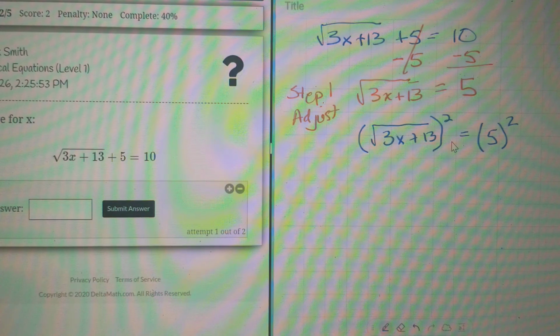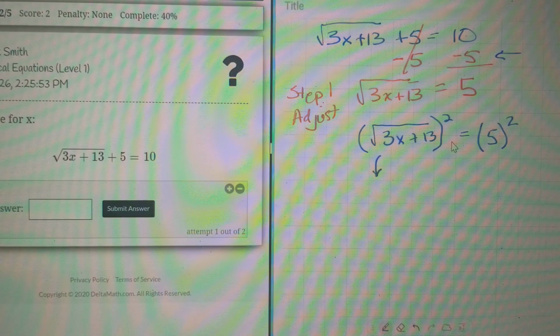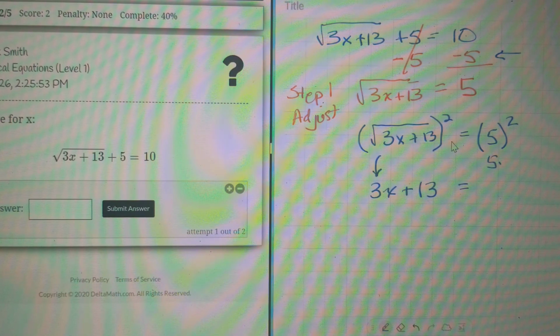So this is one of our laws of equality. If we square both sides, it's the same as other things we do to both sides. For instance, like here, we subtracted from both sides to make the equations balanced. Here, we're going to square both sides and the equations will still be balanced. Well, the good news is when you square a radical, you end up with whatever is inside. So the radical goes away and we end up with 3x plus 13. And of course, 5 squared is 5 times 5, and so that's 25. All right, so that is step 2, square both sides.